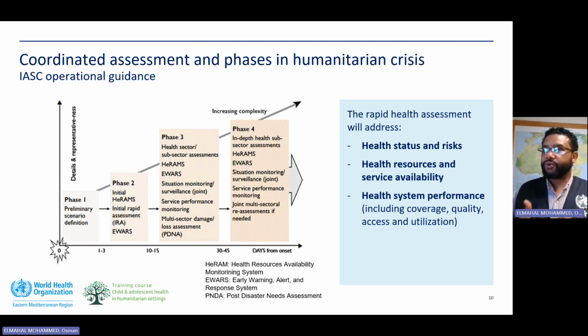with each phase you add more tools and more methods to assess the situation. So the second phase could include HeRAMS, the health resource availability monitoring system, which is widely used during emergencies and gives a lot of data about service availability. We also use the early warning and alert response system, and the post-disaster needs assessment. So these are tools you add depending on the complexity of the situation, and it depends on the time.